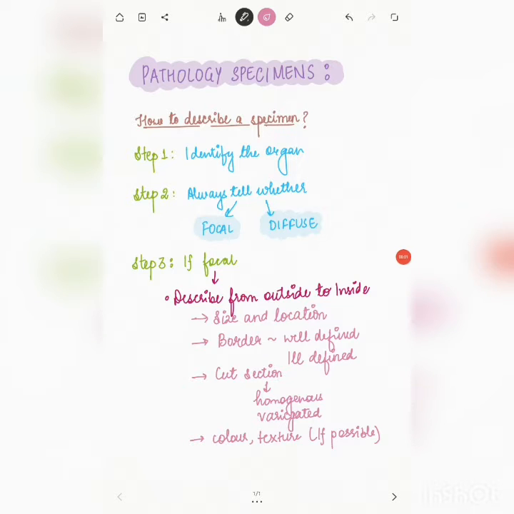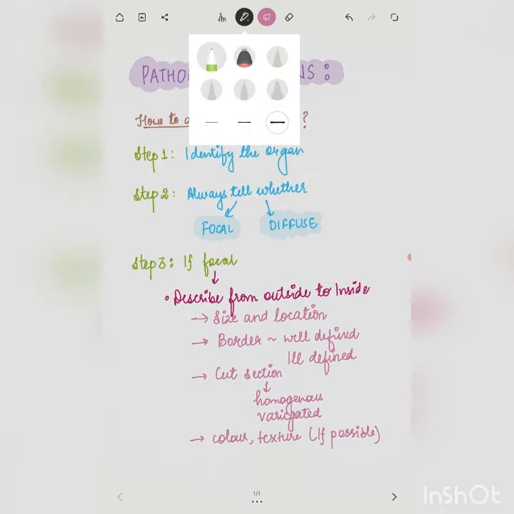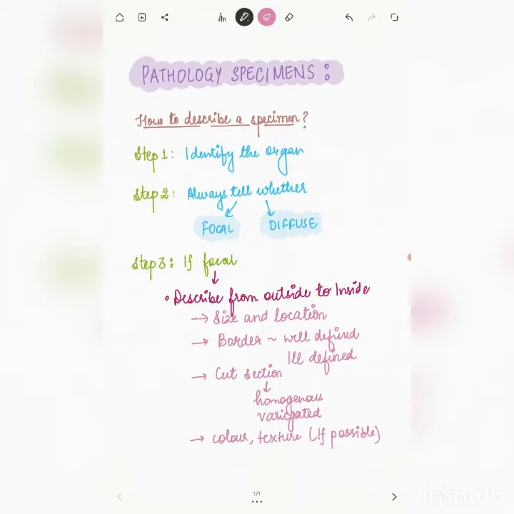Everyone, my name is Anushka and today we will learn how to describe a pathology specimen, and we'll also learn about some pathology specimens of general pathology. So, how to describe a specimen is step 1. First, you have to identify the organ, okay, and always try to tell whether the pathology is focal or diffuse.